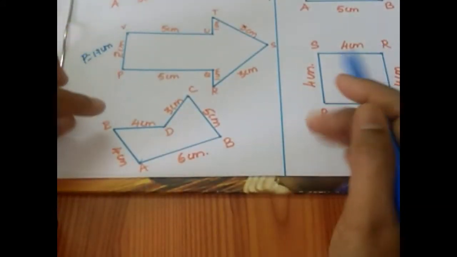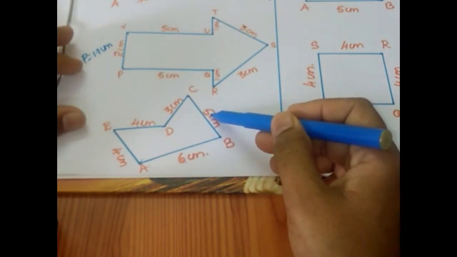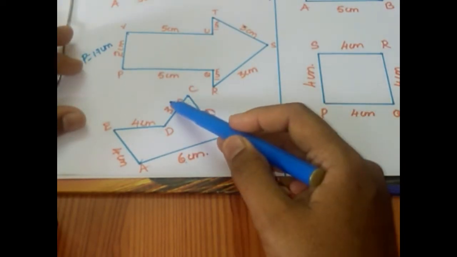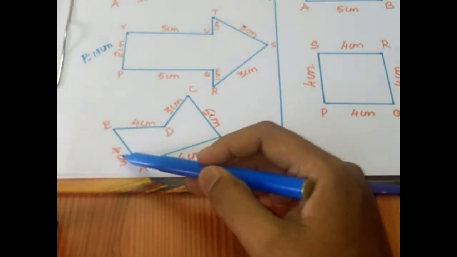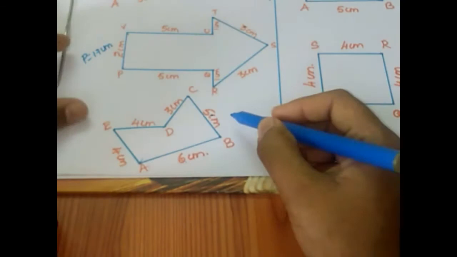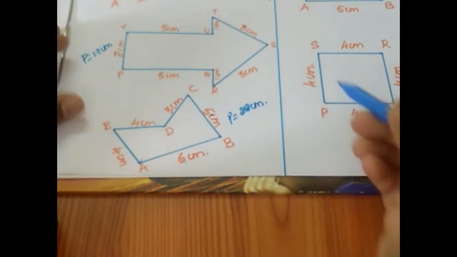And look at the third example. Here also let's start calculating mentally. 6 plus 5 is 11. 11 plus 3 is 14. 14 plus 4 is 18. 18 plus 4 is 22. So the perimeter of the third figure is 22 centimeter.